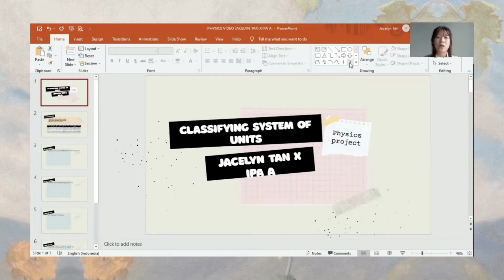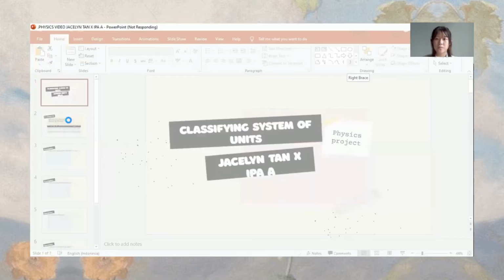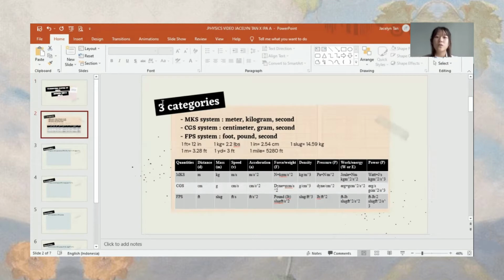Okay, so let's start. For today, I'll be explaining about classifying system of units. There are three categories: the MKS system, CGS system, and the FPS system. For the MKS system, we have meter, kilogram, and second. For the CGS system, we have centimeter, gram, and second. For the FPS system, we have foot, pound, and second.